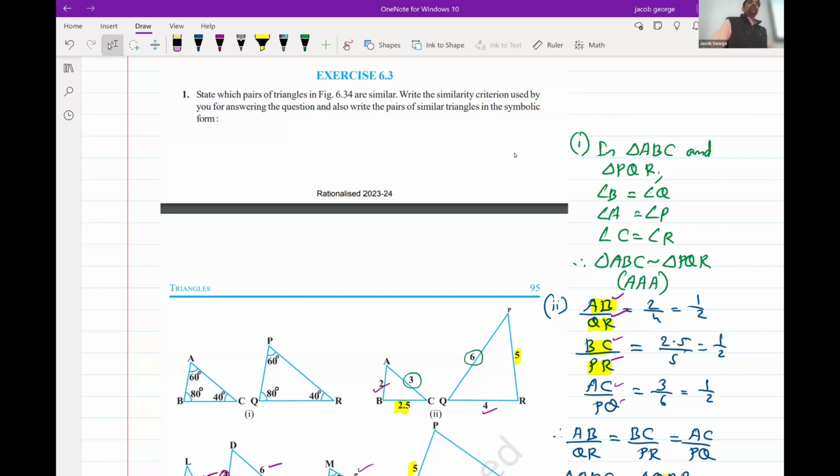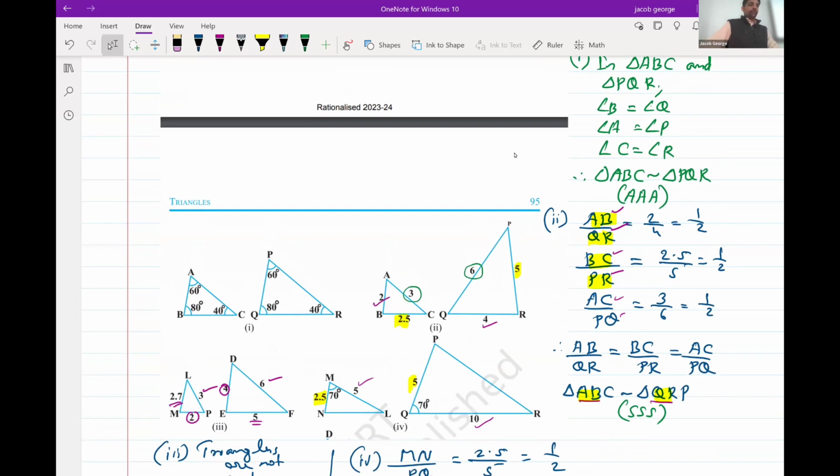So when you write the names, the corresponding parts should be in the same position. For example, if angle A is equal to angle P, both should come in the first position of left and right. Okay. For example, we have to look at the first question. Are they similar? ABC and PQR. Angle A 60 degrees, angle P 60, equal. Angle B 80, angle Q 80, angle C 40, angle R 40. So are these similar or not? By what similarity criteria? AAA similarity criteria.